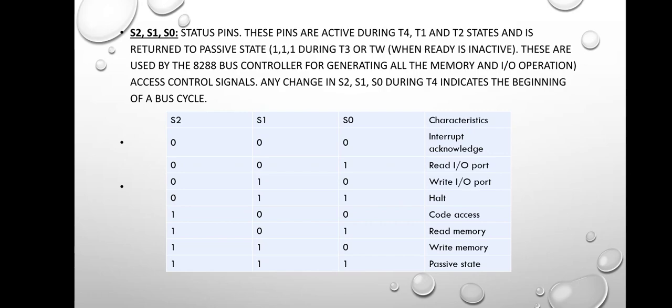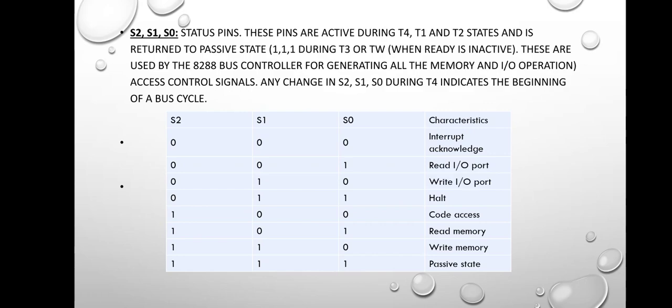These S2, S1, S0 are called access control signals. Any change in S2, S1, S0 during T4 indicates the beginning of a bus cycle. Especially, the status pins are used for checking the bus status. Here we are using a bus. A bus is nothing but a group of conducting wires which are used to carry the address and data. To indicate the bus cycle and bus status, we are using status pins, those are S0, S1 and S2.